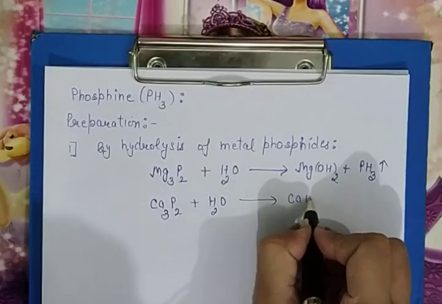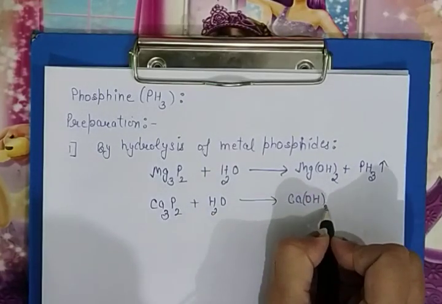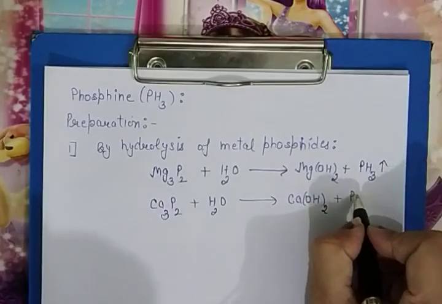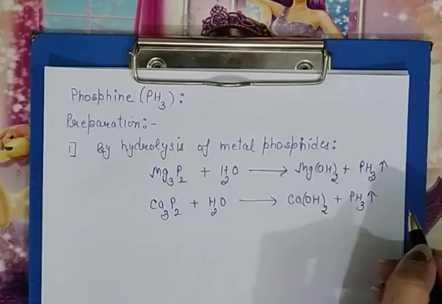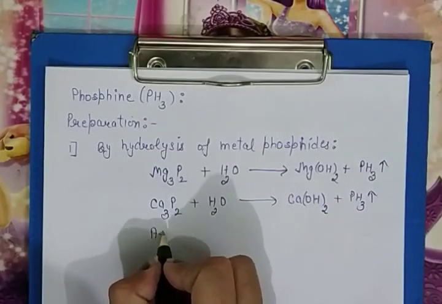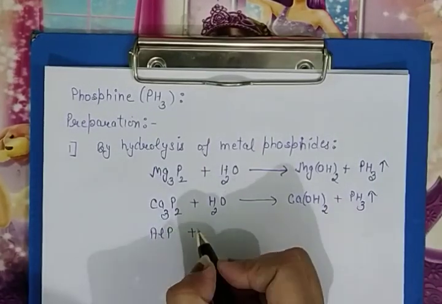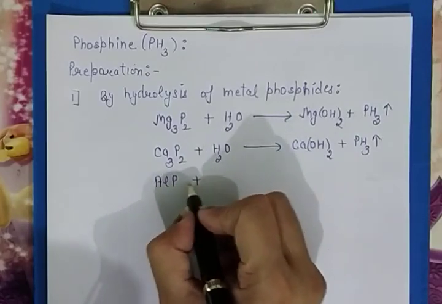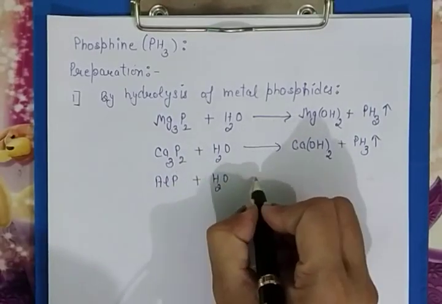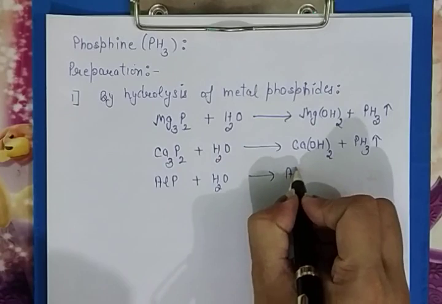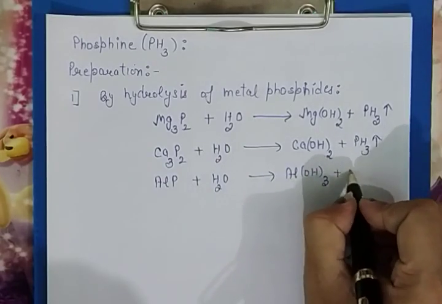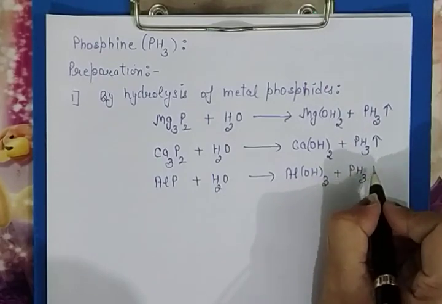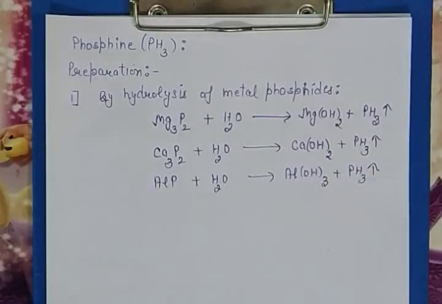Another example, Ca3P2, when hydrolyzed, gives Ca(OH)2, that is, the metal forms its hydroxide and the non-metal forms its hydride, isn't it? Similarly, take one more example, aluminium phosphide. When hydrolyzed, aluminium forms its hydroxide and phosphorus forms its hydride. So this one is the first method for the preparation of phosphine.